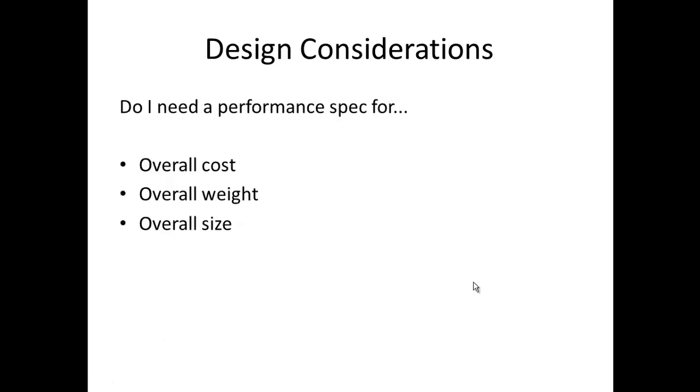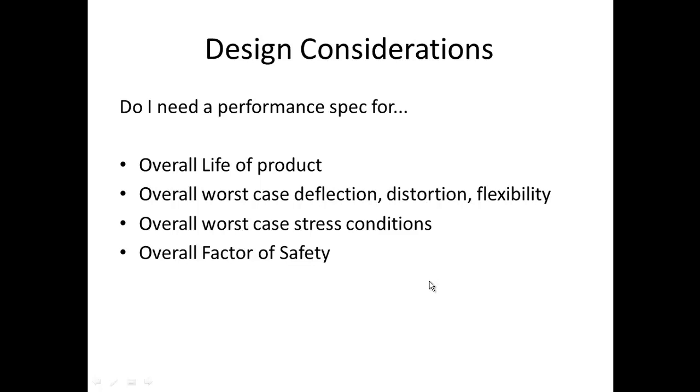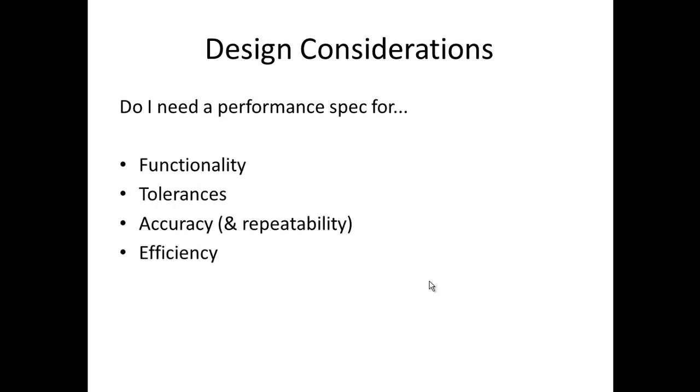Other traditional things that you may need to establish a performance spec for include overall cost, overall weight, and overall size. You may want to consider or establish what the intended life of the product is. You may want to think about how much the product can deflect or distort, or how much flexibility is in the product. You may want to worry about or establish what the worst case stress conditions are, and also establish what the overall factor of safety is for your device.